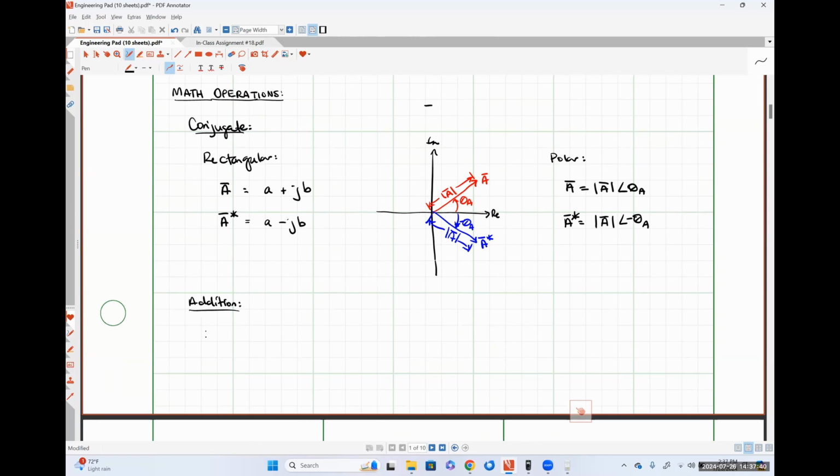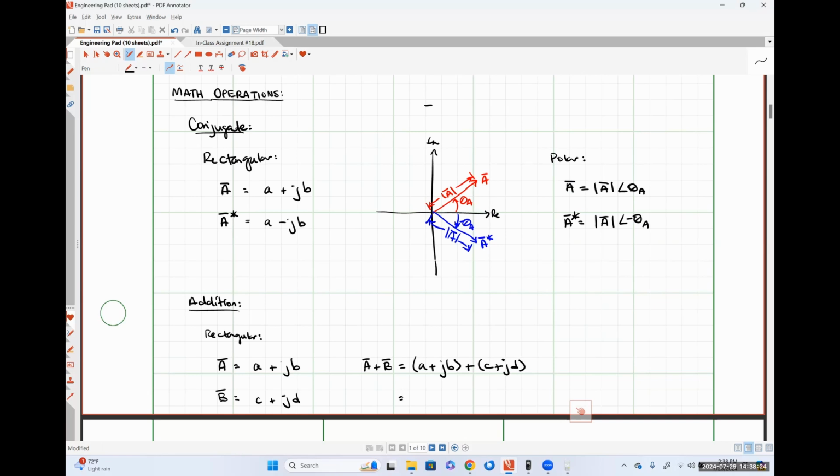So let's say that I have a complex number A is equal to lowercase a plus jb, and a complex number B is equal to c plus jd. The addition operation would look something like this. So we would have A plus B would be equal to a plus jb plus c plus jd.